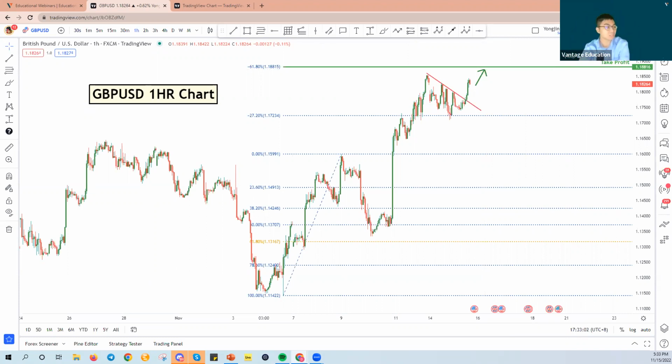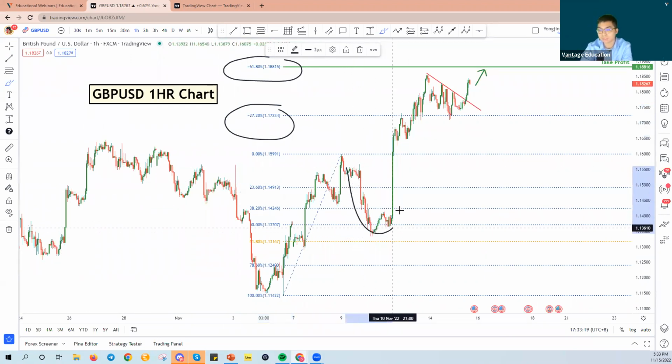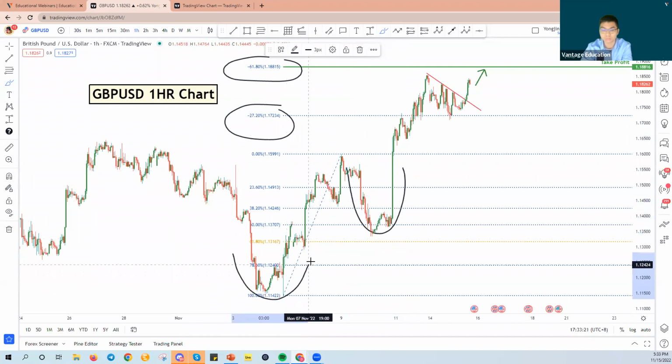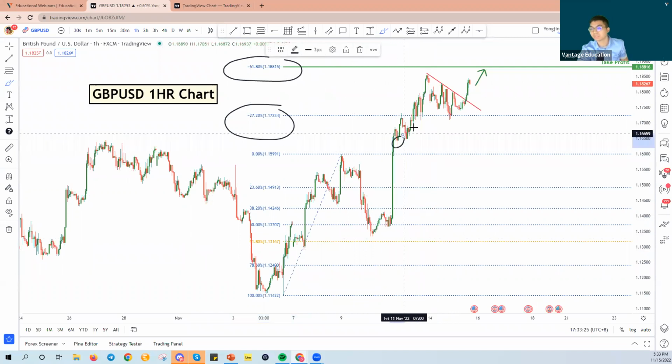So yeah, just now earlier, so far any questions so far on the use of Fibonacci expansions, the negative 61.8% and negative 27.2%? Any questions so far, or you guys know how to use it? Please remember, draw it on a significant area, significant swing. Do not draw it randomly over here, trying to connect it out.